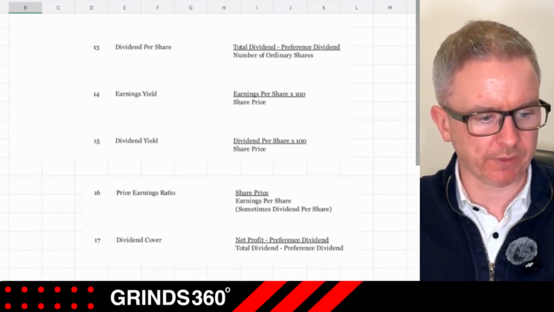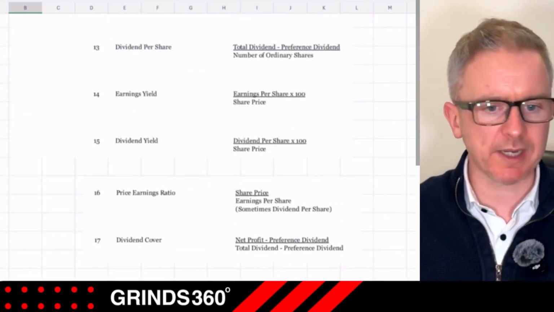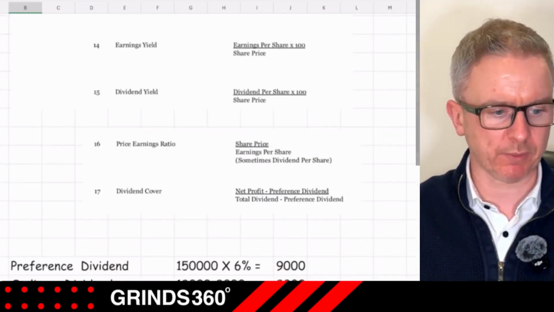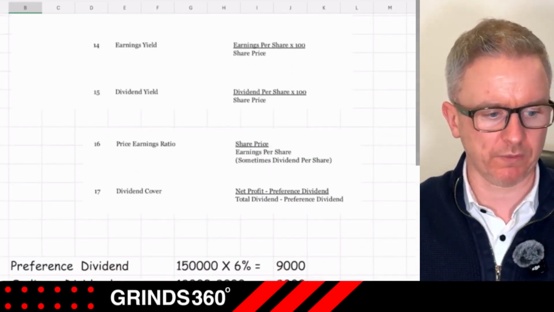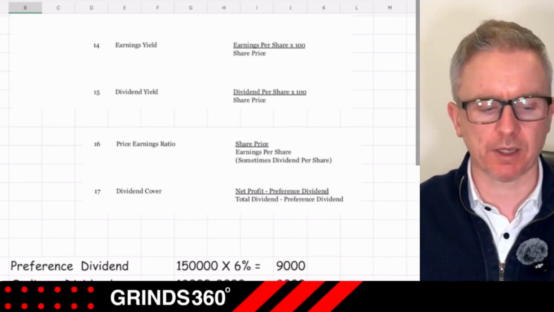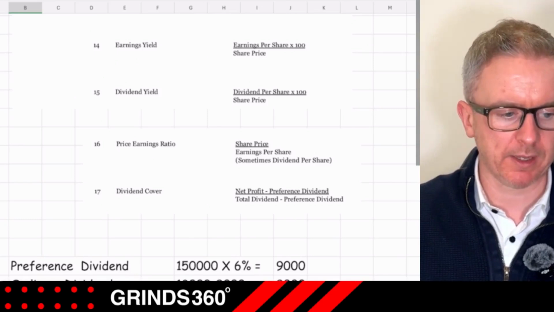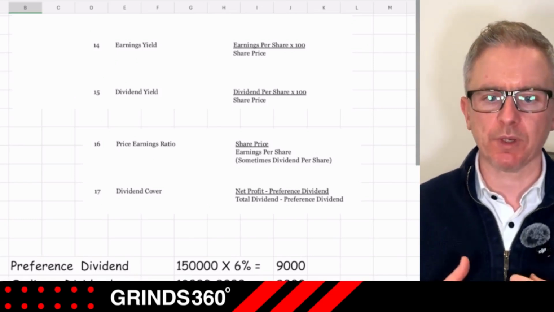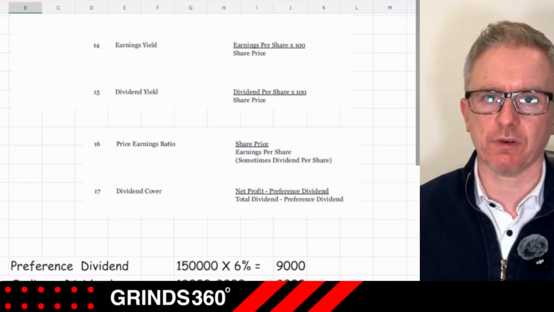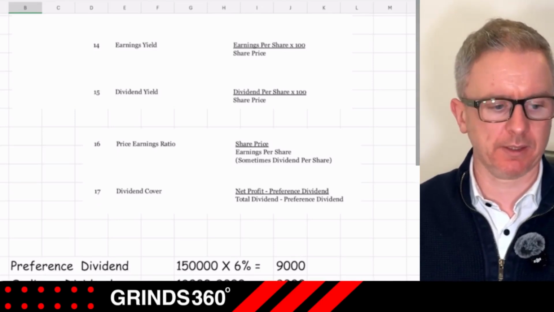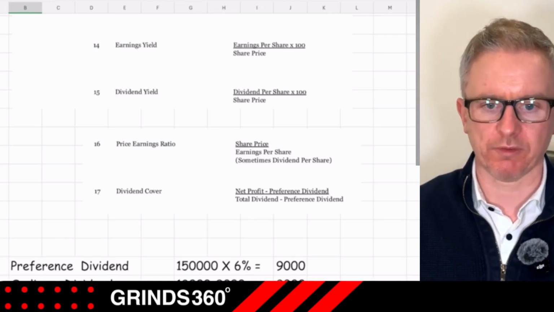And then the last one, your dividend cover. So again, dividend cover, a little bit like your interest cover, your net profit minus your preference dividend all over the total dividend minus the preference. So it's how many times would you be able to pay the ordinary dividend this year? All right. So what money is left over for the ordinary shareholder? The net profit after the preference dividend has been paid, divided by the ordinary dividend that's going to be paid out that year.